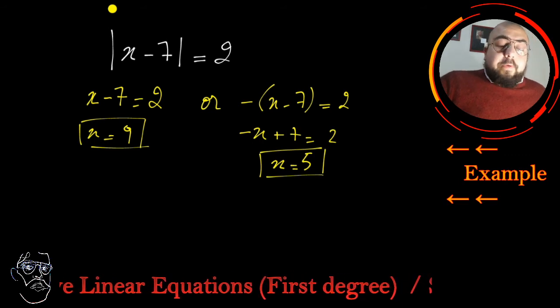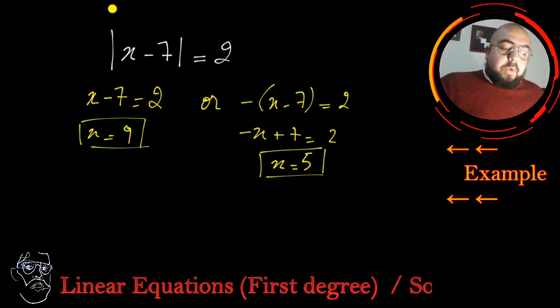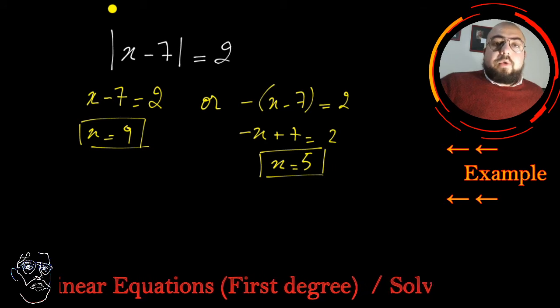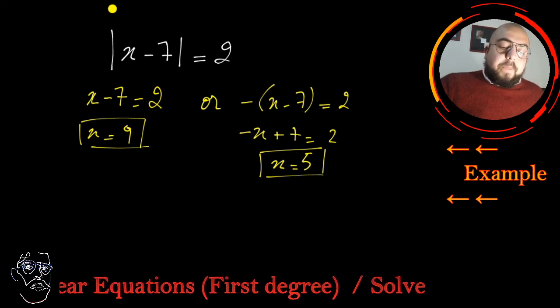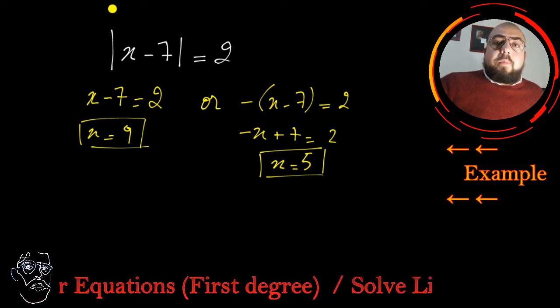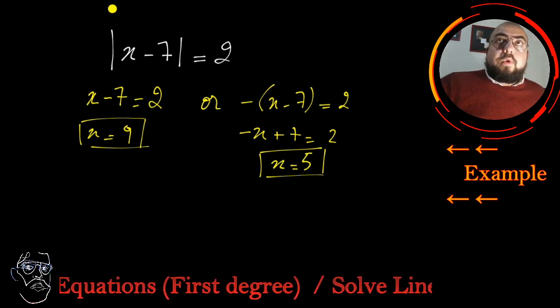All right, and of course you can verify. In case you want to verify, 9 − 7 is 2. In absolute values, it will stay 2. And 5 − 7 is −2, in absolute values which will give you again 2.